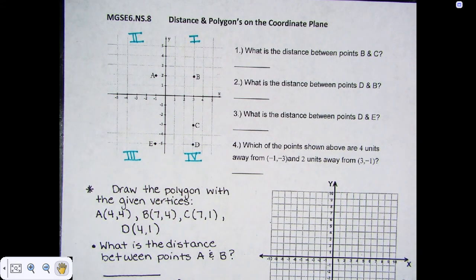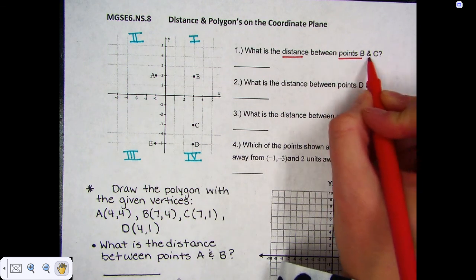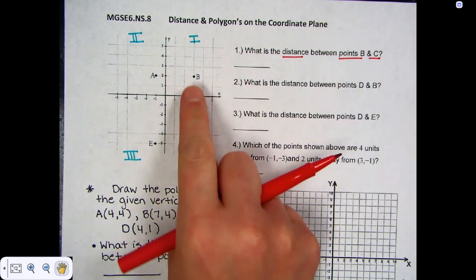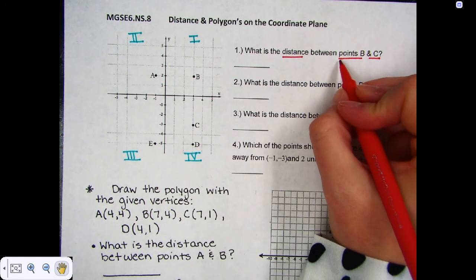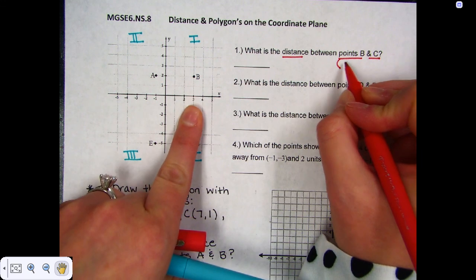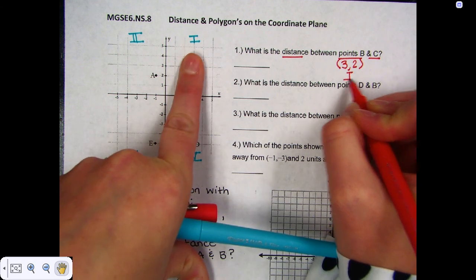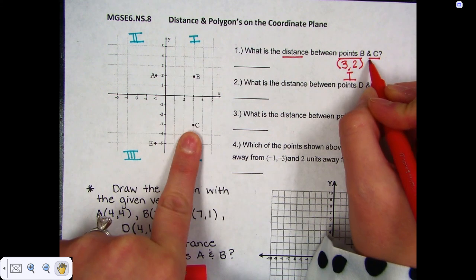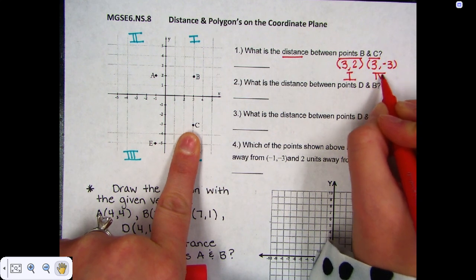So today our main focus was on using absolute value to find the distance between points, like number 1. To find the distance between point B and C without counting, because sometimes we don't have the coordinate plane, we're going to use their coordinates, which point B is at 3, 2, and he's in quadrant 1, and point C is at 3, -3, and he's in quadrant 4.